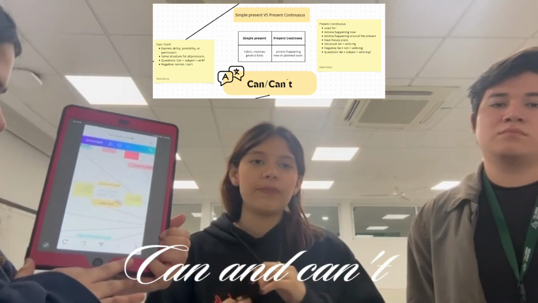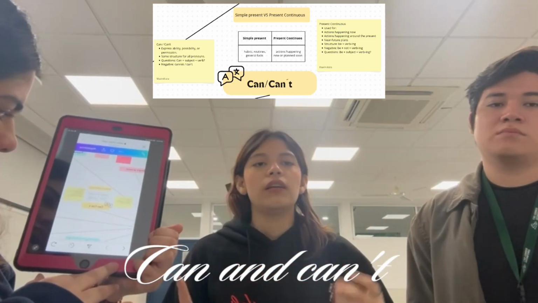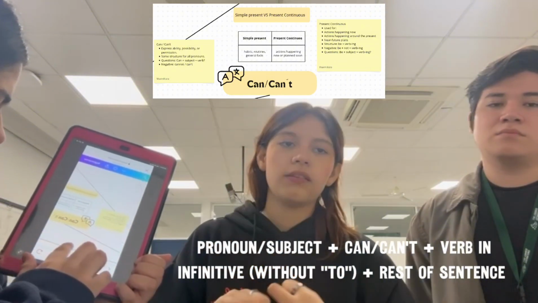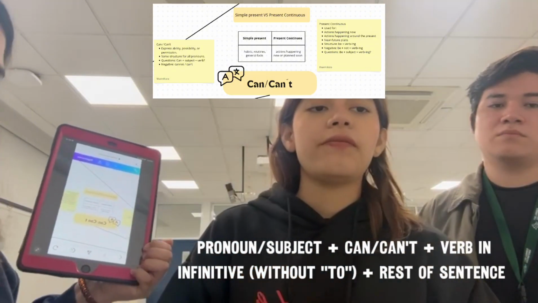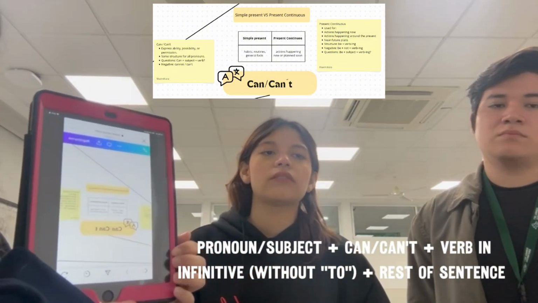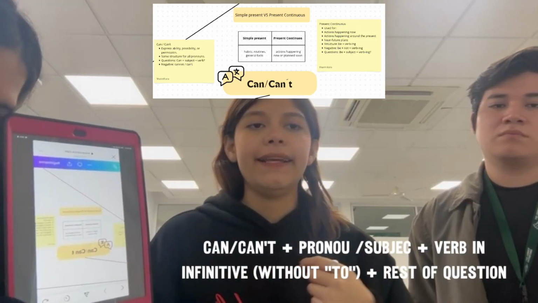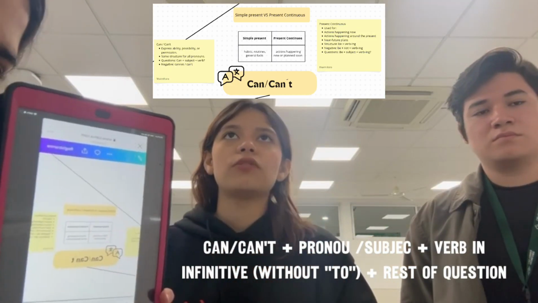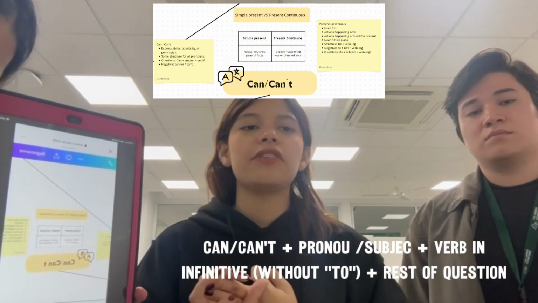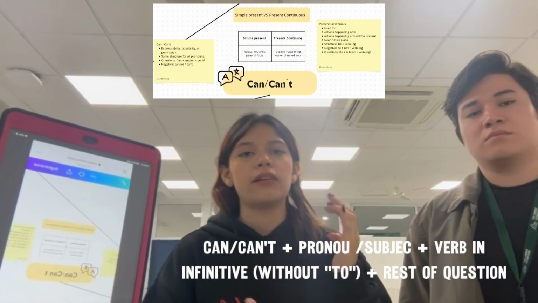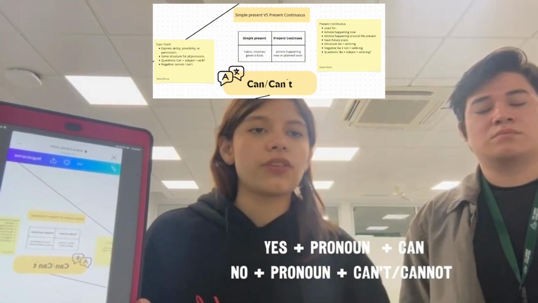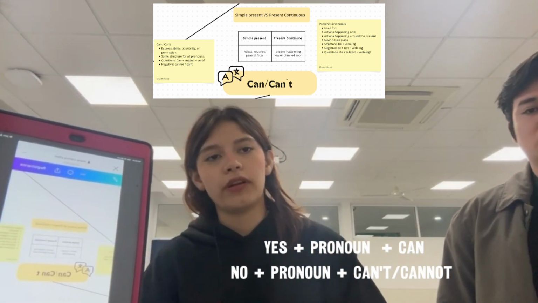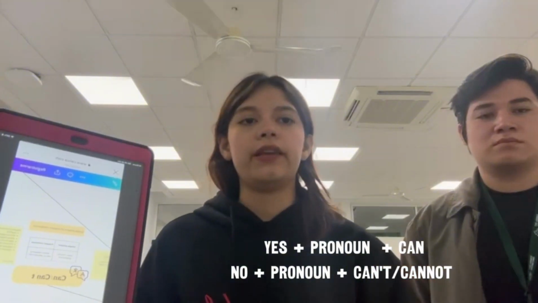For the positive or negative form, we use a pronoun or subject plus can or cannot plus verb in infinitive without to plus the rest of the sentence. The question form is can or can't plus pronoun or subject plus verb in infinitive plus the rest of the question plus the question mark. The answer is yes plus pronoun plus can, or no plus pronoun plus cannot or can't.